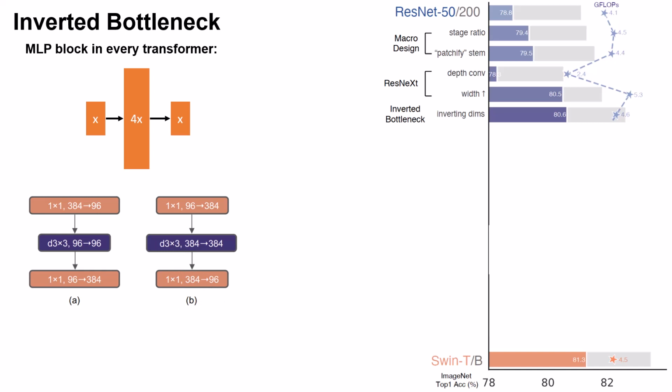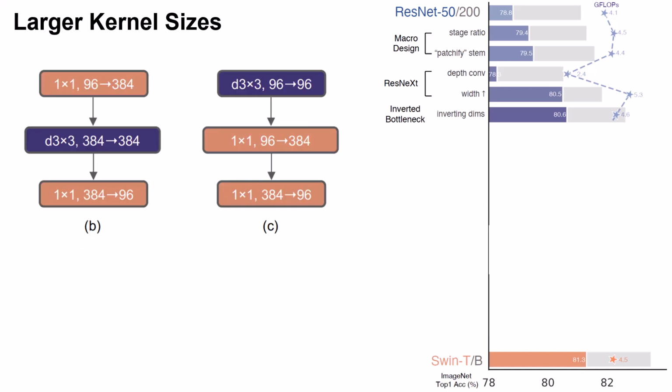And by applying this inverted bottleneck technique, the performance increases by 0.1%, but gigaflops decreases from 5.3 to 4.6. But before understanding what happens next, which is having larger kernel sizes, let's just modify the architecture a little bit. So as we saw from this figure B, we just changed the channel dimension ratios to make it something similar to MLP in transformer, which is 4 times upsampling, doing something with it, and then 4 times downsampling.